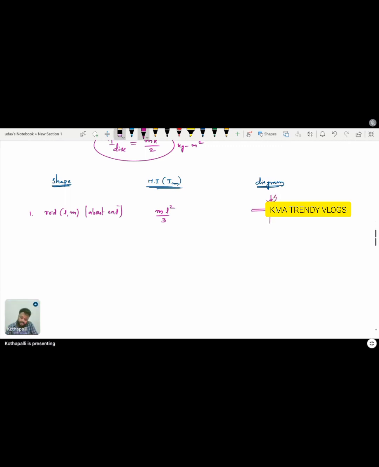Sorry, it's end now. I took it center. 1 minute. It's about end. Yes, like this. Next, the second formula I'll take for the same case of rod of length L, mass M, about center. The formula we know, which is ml square by 12, center of mass axis. So it looks like this.